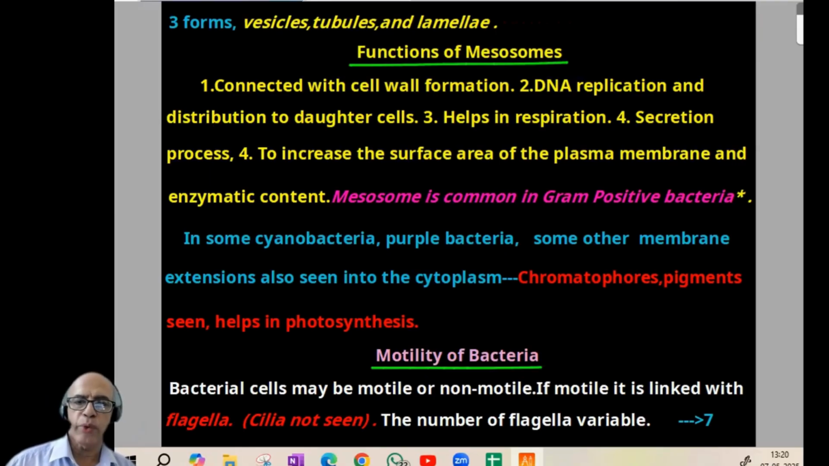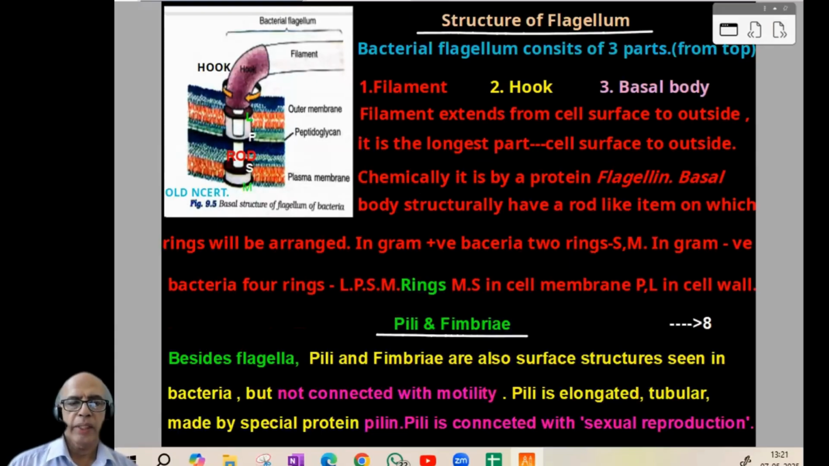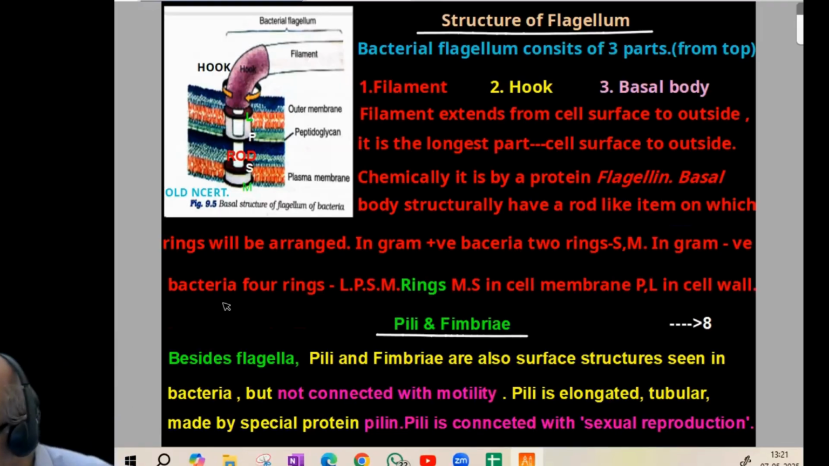Now comes motility of bacteria, how bacteria move. Bacteria may be motile or non-motile, but if motile, it is linked with flagella; cilia are not seen, and the number of flagella is variable. Now structure of flagellum, for that also I put the old NCERT diagram: three parts, filament, hook and basal body. Filament here, you can find the hook here, basal body with the rings. Then rings, not directly given in NCERT, but remember 4 rings, L P S M: rings M S in the cell membrane, P L in the cell wall. You can find P L will be outside, S M will be inside, cell membrane inside.